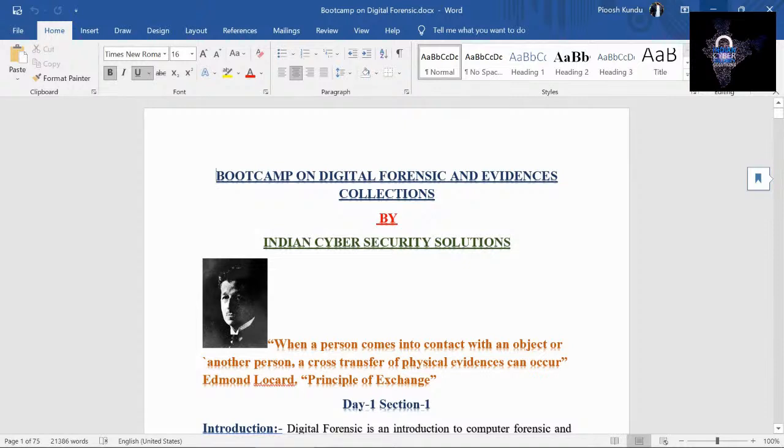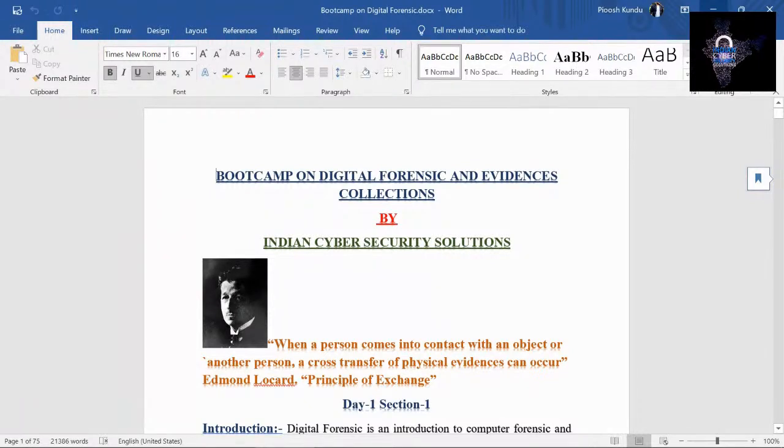Okay. So today's topic is a master class on computer forensics, or digital forensics, and evidence collection. We focus on one thing, that is how you will prepare yourself for computer forensic expert roles, and for any government or private jobs where we can get job offerings after doing digital forensics.